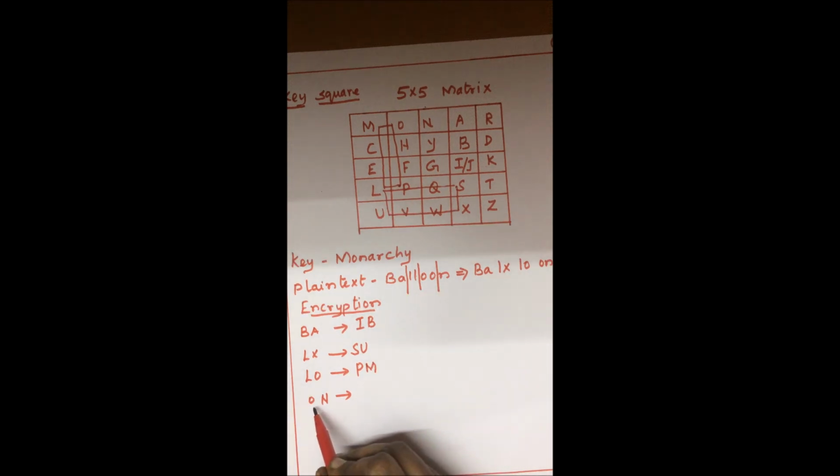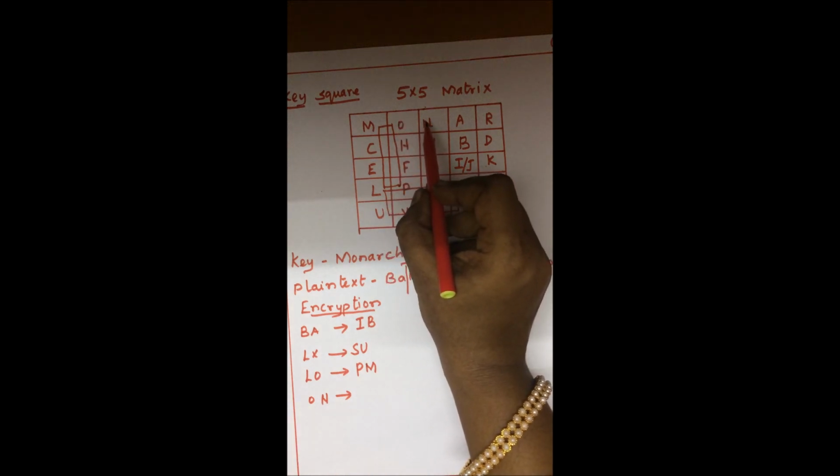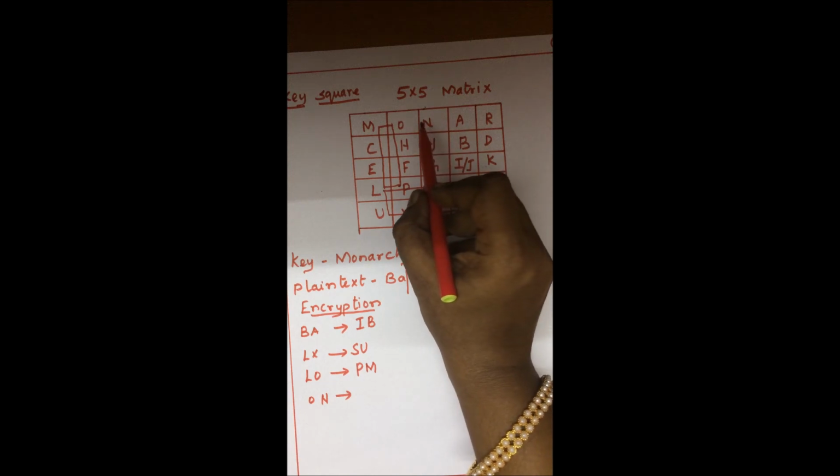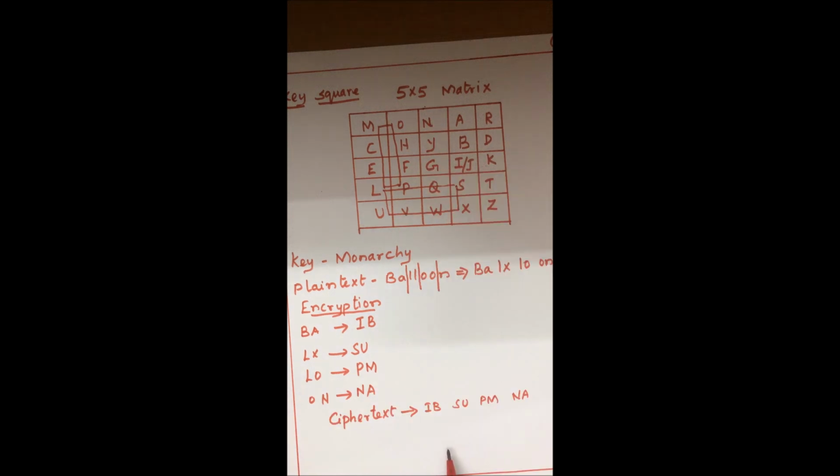The next pair is O and N. Find where O and N are. They are in the same row. If they are in the same row, then we have to replace them with the letter that is to the right of it. So instead of O, you have to replace the letter N, and instead of N, you have to replace the letter A. Now we have got the cipher text.